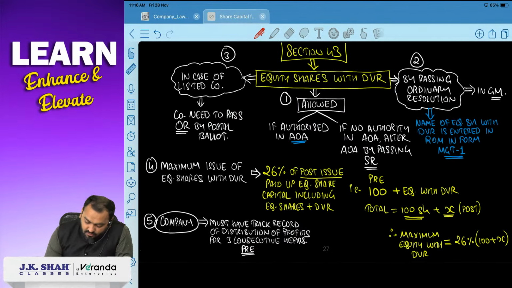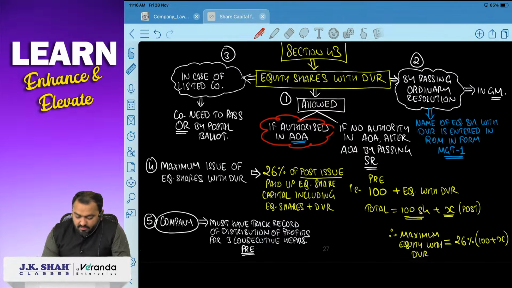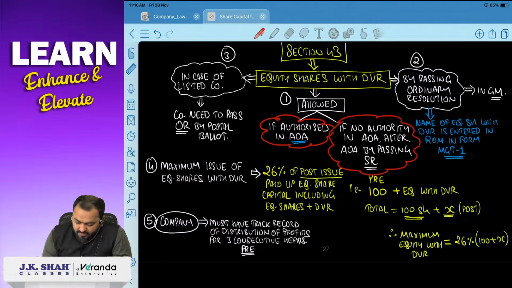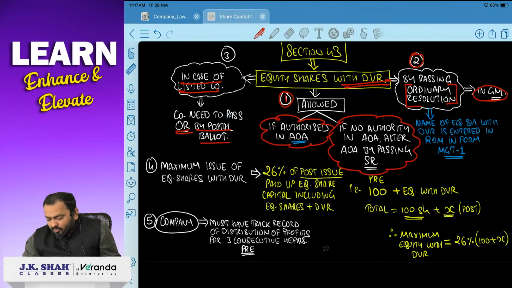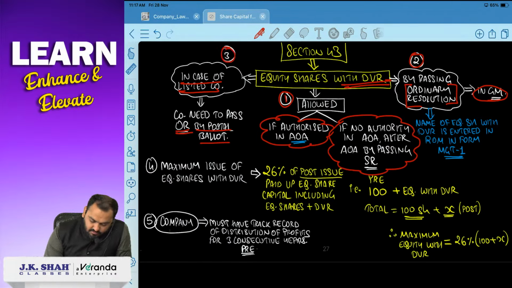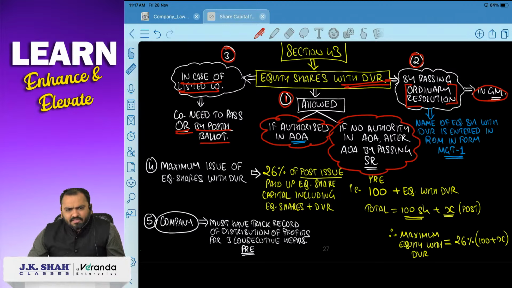This is allowed only if authorized in AOA. If AOA is not giving authority, we need to alter AOA by passing SR. Okay, this becomes your first point. Second point, if company wants to issue equity with the DVR, company need to pass ordinary resolution in general meeting. Only then this is allowed. So second point is also done. Third point, in case of listed companies, company can pass OR by postal ballot, voting by post. Easy? Okay, third point. Yeah, that depends on the rules of AOA of the company.